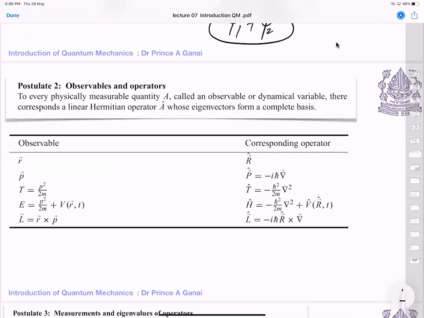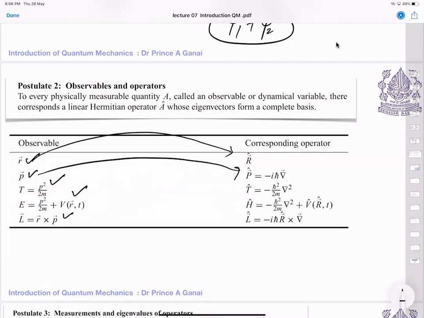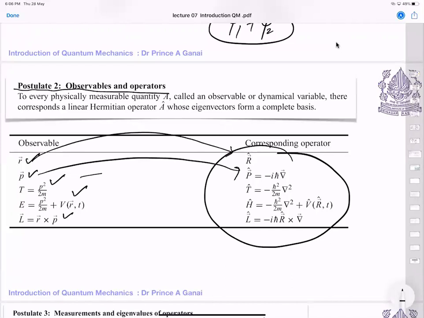Postulate 2 is actually called the quantization technique. What it says is that in classical mechanics, you have physically observable quantities, like position, momentum, kinetic energy, total energy, angular momentum, and other physical quantities. In quantum mechanics, we elevate these physical quantities to operators. They are replaced by their corresponding operators. So this is a postulate in quantum theory, the observables and operators postulate, postulate number 2, that every physical quantity in classical mechanics is represented by a Hermitian operator.